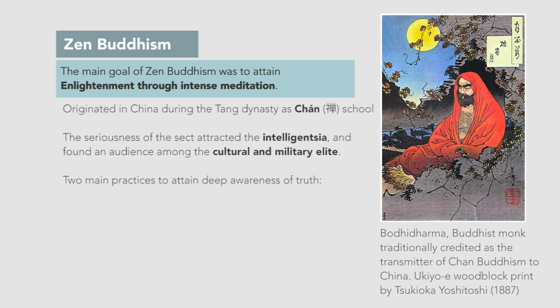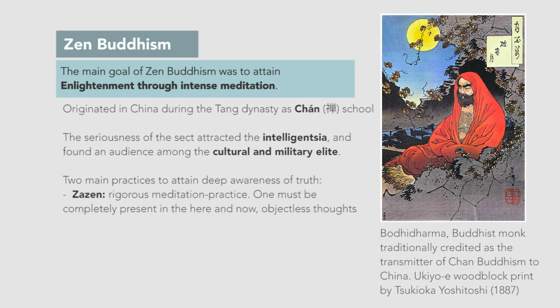There are two main practices to attain deep awareness of truth. The first is zazen, which is meditation while sitting straight-backed with legs crossed. One must be completely present in the here and now with objectless thoughts.